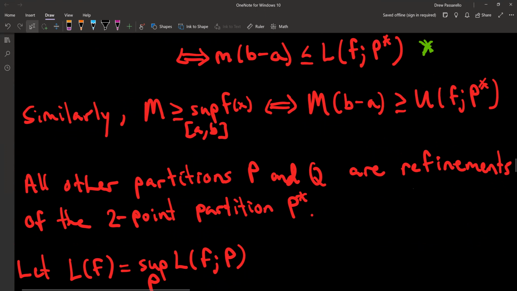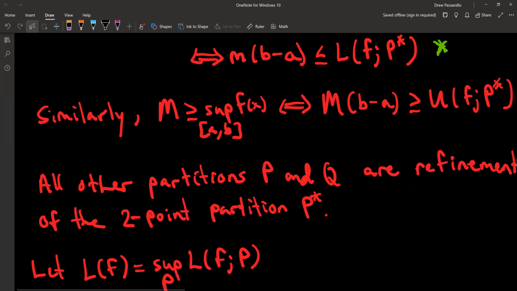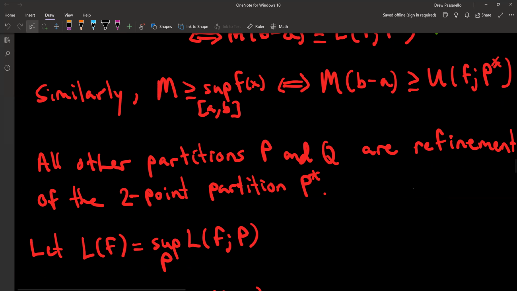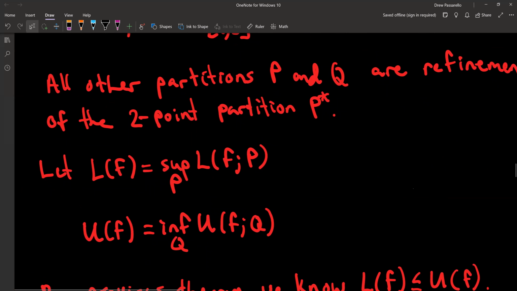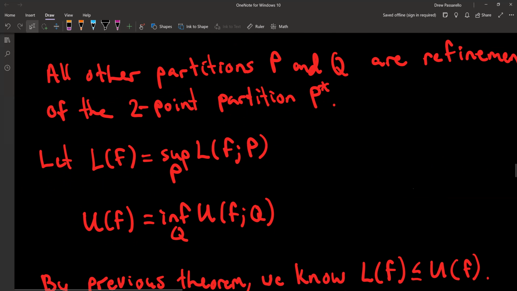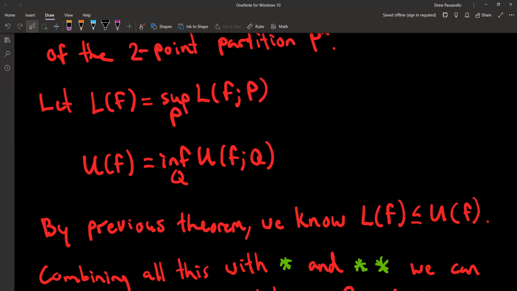All other partitions P and Q are refinements of the 2-point partition P star, because all other partitions P and Q are going to contain those two endpoints a and b. So let L(f) be the supremum of all lower sums of partitions P. Let U(f) be the infimum of all upper sums of partitions Q. We know by previous theorem that L(f) is less than or equal to U(f).